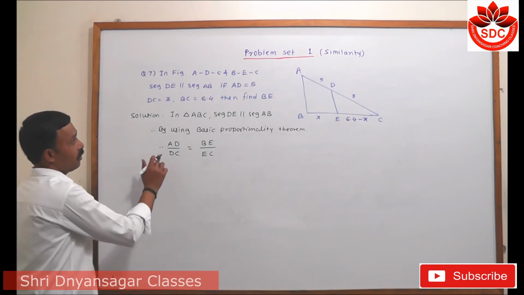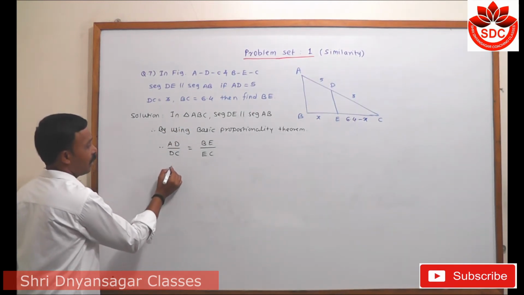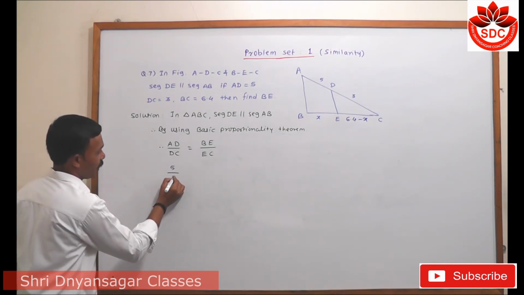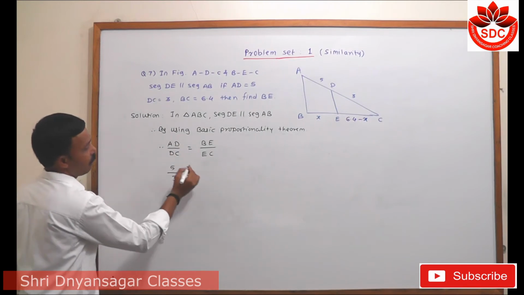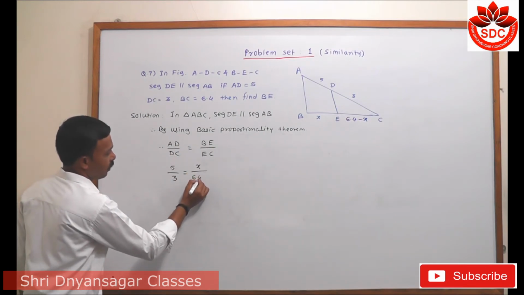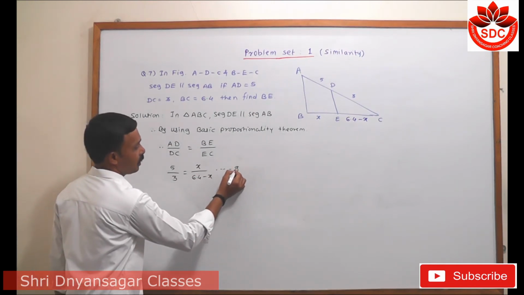Now I substitute the values. Look at your figure. What is the value of AD? AD is 5 upon DC. DC is how much? 3. Then the value of BE is X, and the value of EC is 6.4 minus X. These are the values which are given.